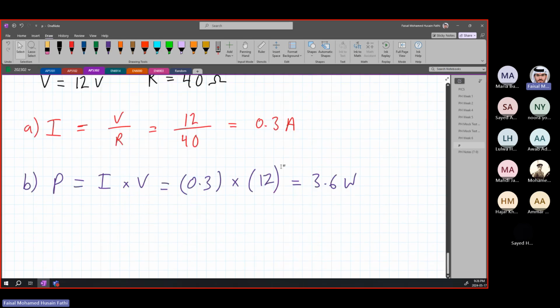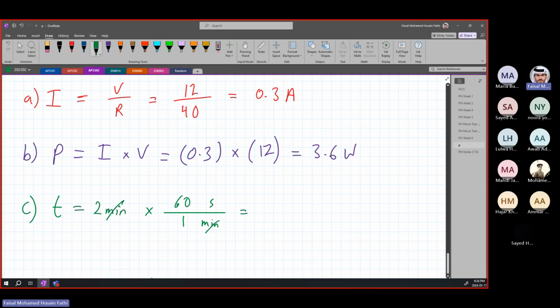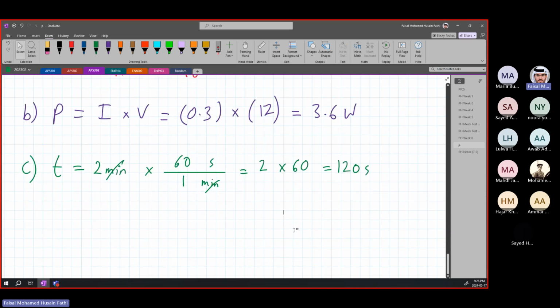Remember what energy was? Energy was simply power times time. All right. So first of all, it was given time is 2 minutes. First thing we do is convert this into seconds. All right. So minutes at the bottom, seconds at the top. 60 seconds is in 1 minute. The minutes will cancel. This is 2 times 60, which is going to be 120 seconds. This is the first step. Remember, the trick here is always conversion of units. This is where people will make mistakes, not applying the questions, but the conversion of units.